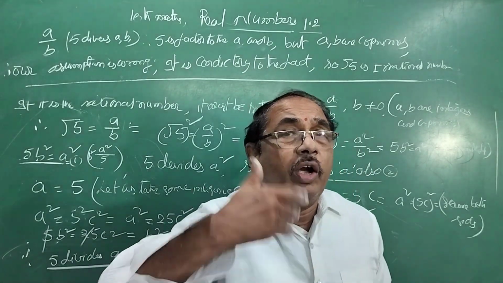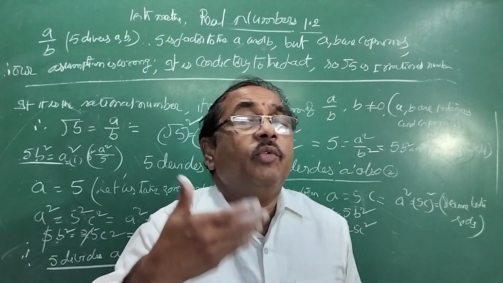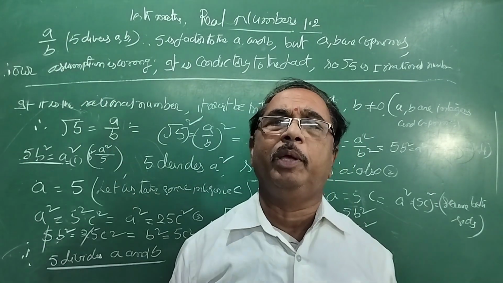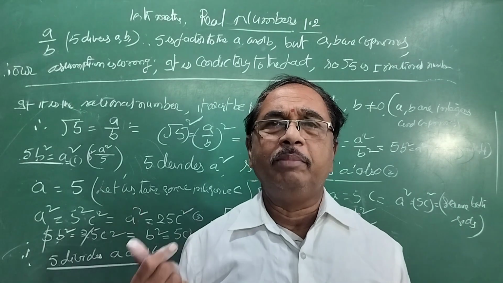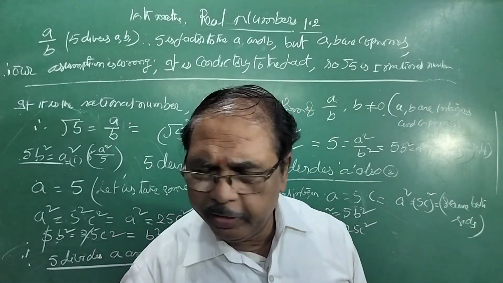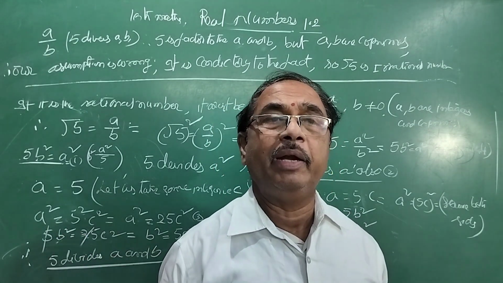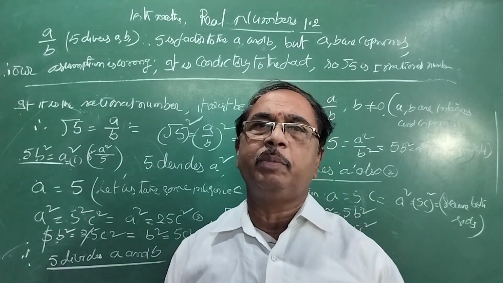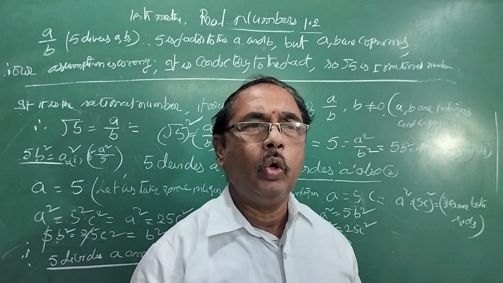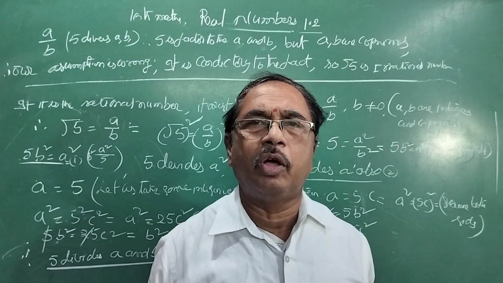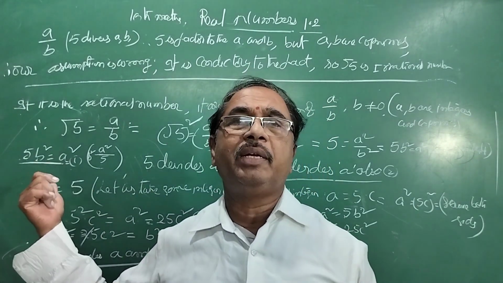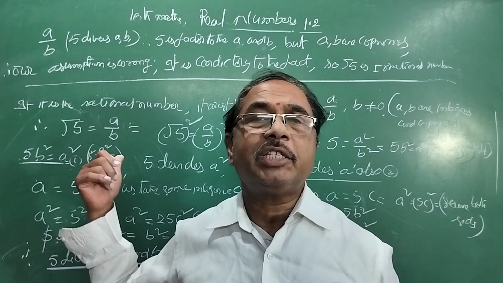How do we prove? Contrary we assumed, contrary we thought, that root 5 is rational. If it is rational, it must be in the form of a by b, a by b are the co-primes. That is the rule. We did the problem. But at the end, what happened? a and b divide by 5. That means 5 is the common factor. So what we thought is wrong. Our assumption is wrong. It is contradictory to the fact. What is the fact? a, b are co-primes. But here, not co-primes because common factor is there.